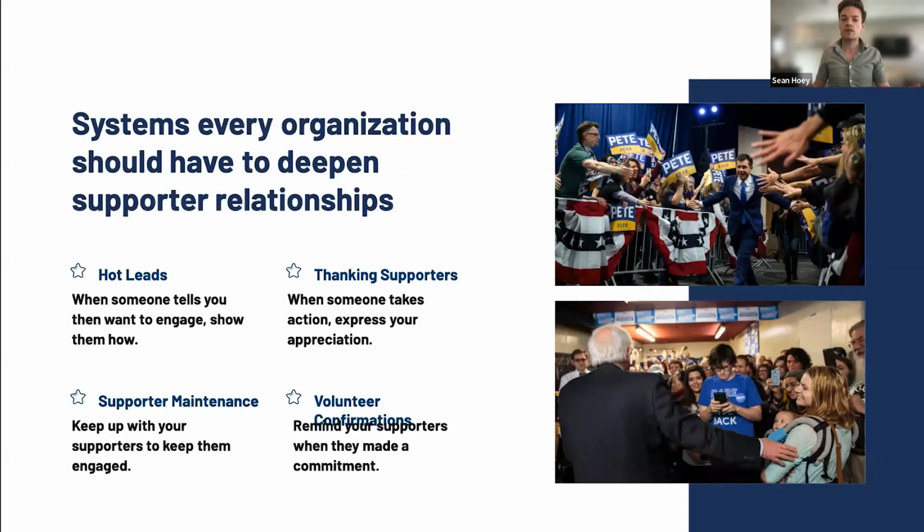When someone goes to your website and says, yeah, I'm interested in getting involved, or yes, I care about Pete Buttigieg, or yes, I care about Bernie Sanders, you have a very small window. Something happened that led that person to say, I want to be involved. And you have maybe 72 hours to reach out to that person and say, take the next step. So you need to have systems in place to engage what I call a hot lead.